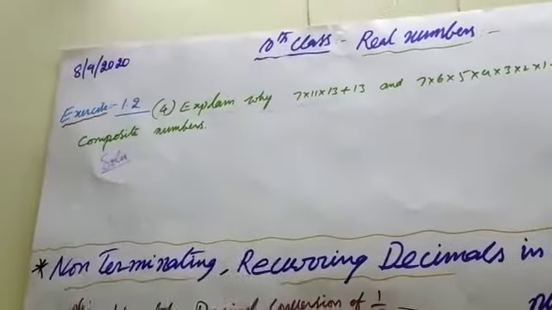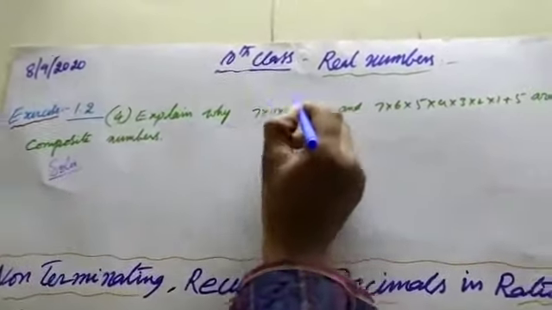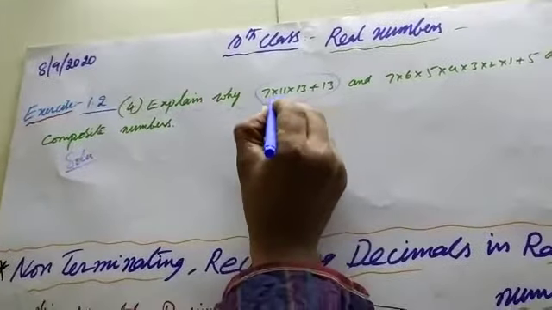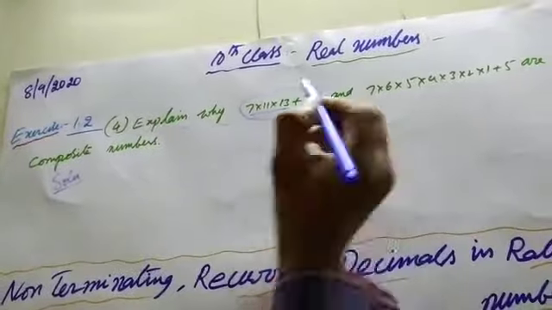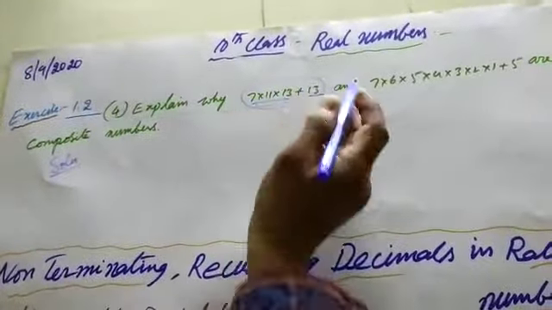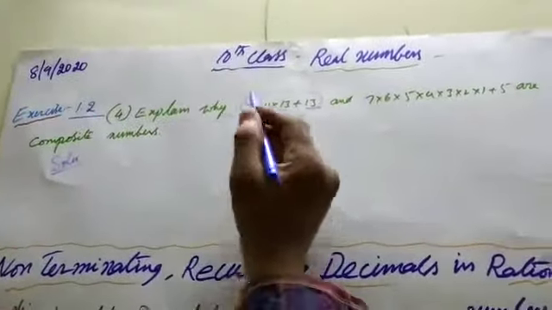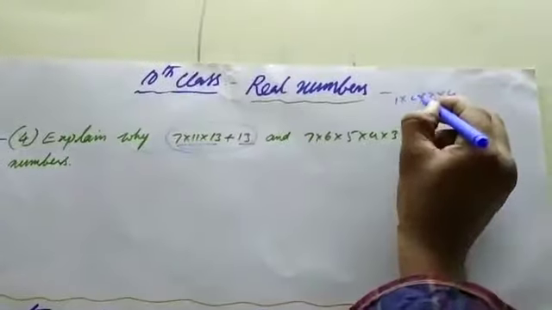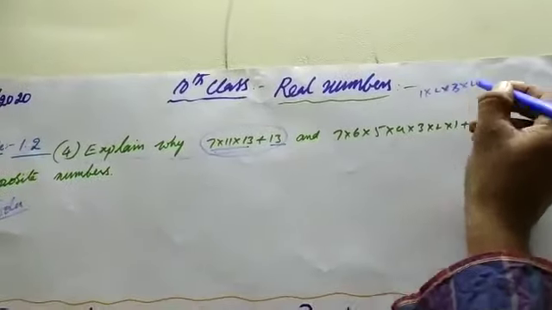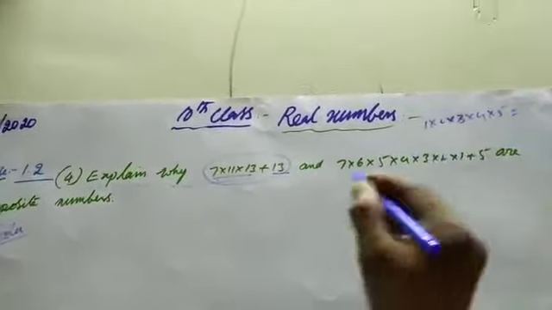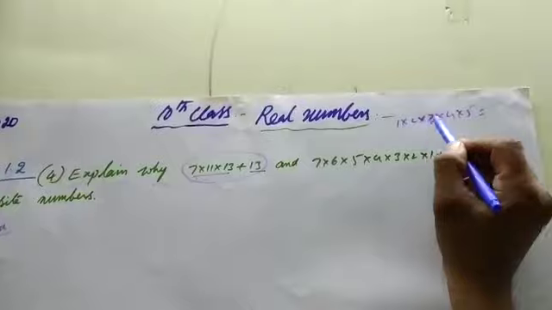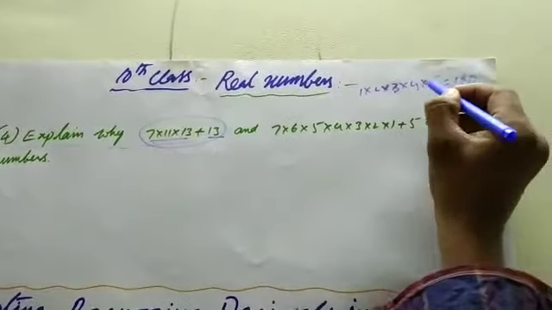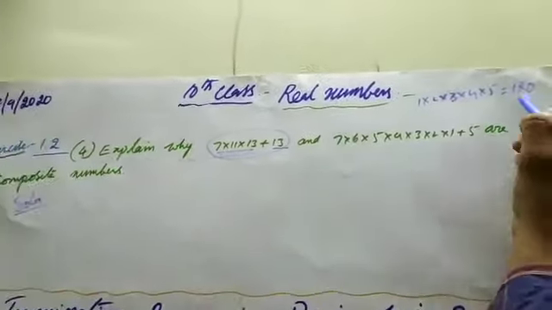So, see, what is this number? This is like 7 into 11 into 13 is one number. Under multiplication of any numbers, the total result is a single number. Like this, 1 into 2 into 3 into 4 into 5. What is the number? 1 into 2, 2 into 3 is 6, 6 into 4 is 24, 24 into 5 is 120. This is a single number.